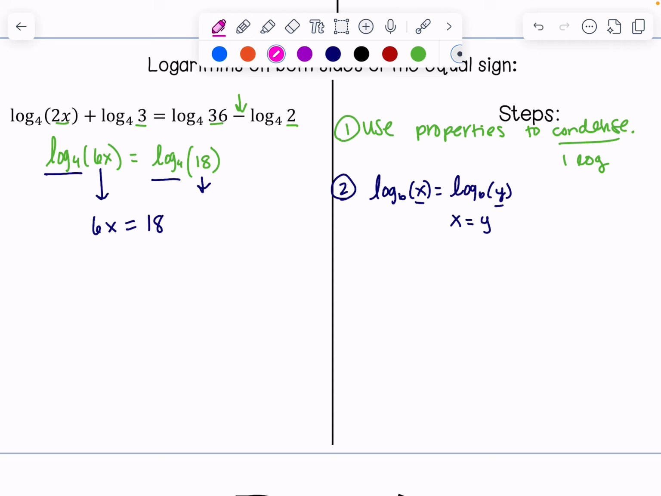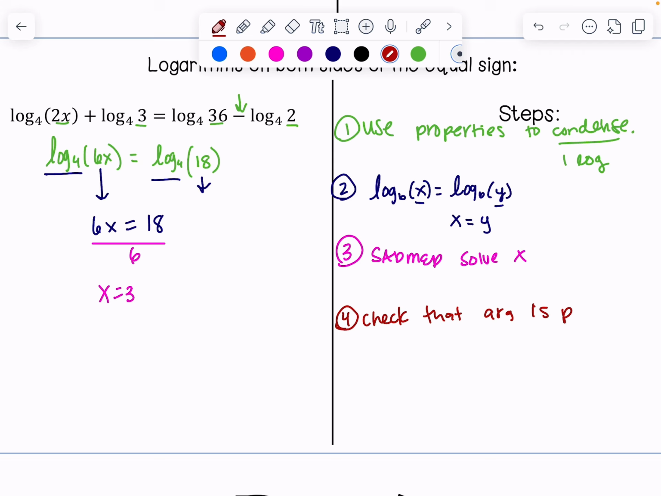We really like that. That allows us to now, once again, using SADMEP, solve for x. It's not much we need to do here. We just need to divide by 6 to give us x equals 3. Once again, a lot of people would stop here, but they can't. We have to check to make sure that the argument is positive.